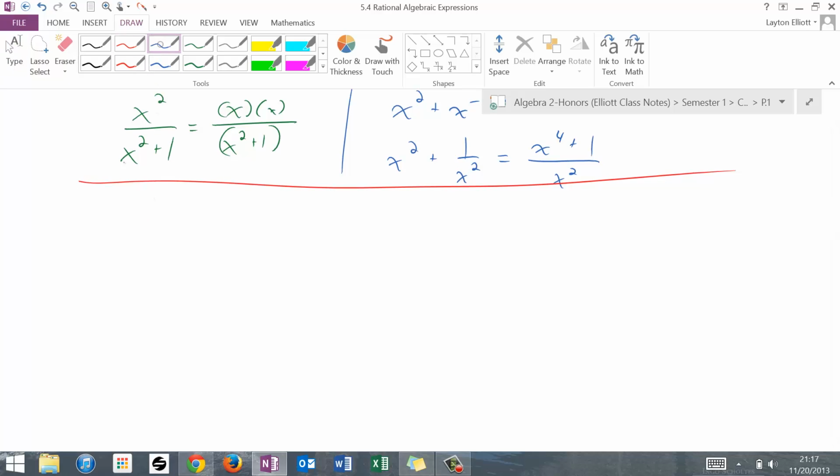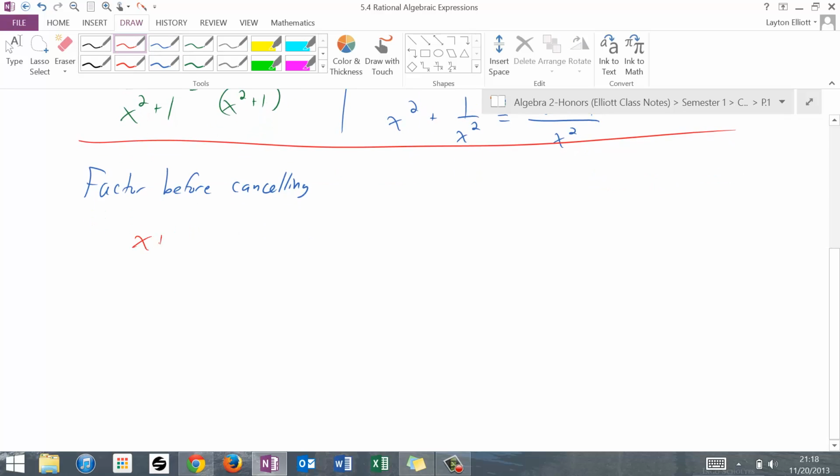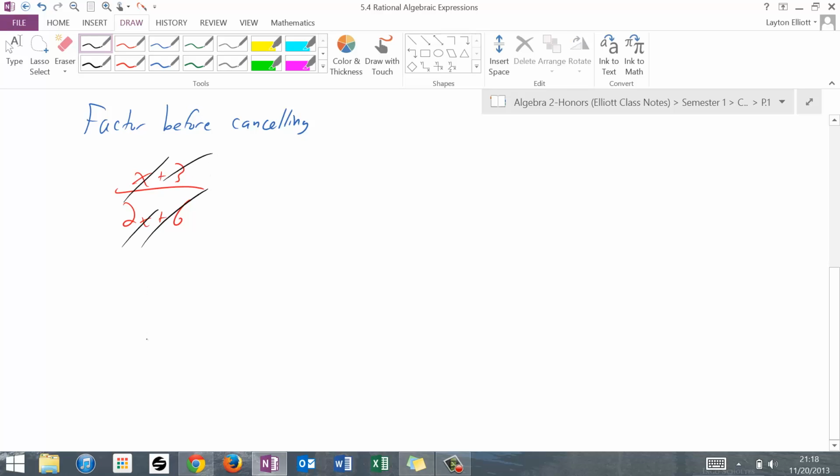One little thing I want to kind of indicate is, remember that we've got to factor before canceling. We're always going to factor before canceling. Here's an example of that. If I have x plus 3 over 2x plus 6, an algebra 1 mistake is to start slashing those and think no. We are going to factor before canceling. So x plus 3 over 2x plus 6 is really going to be x plus 3 over 2 times x plus 3. Now, the question I want to ask is what that's equal to. How do I simplify x plus 3 over 2 times x plus 3?